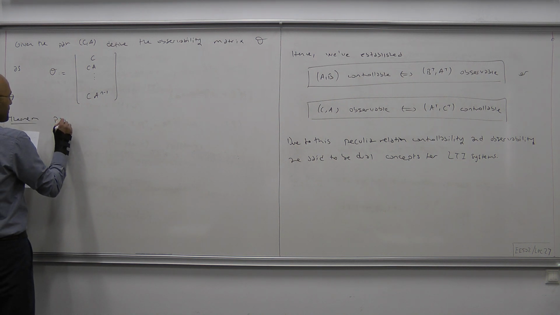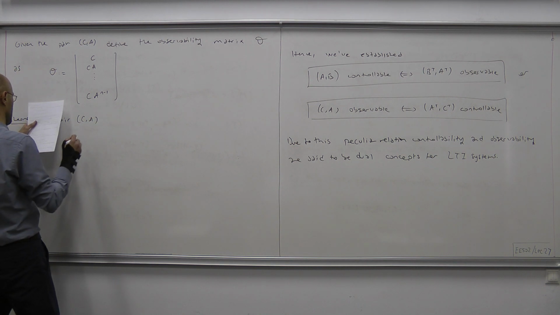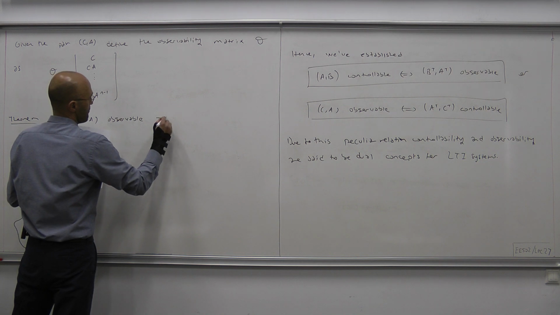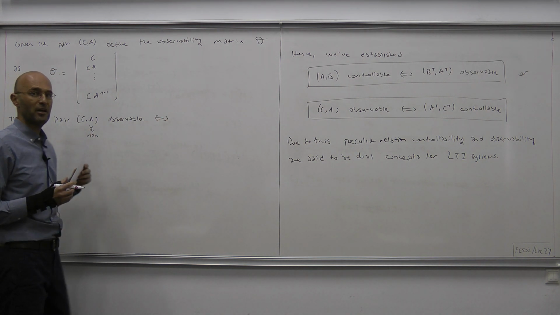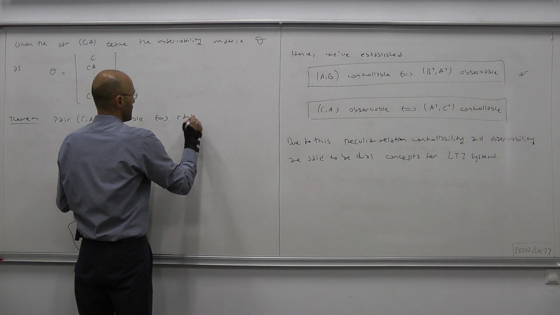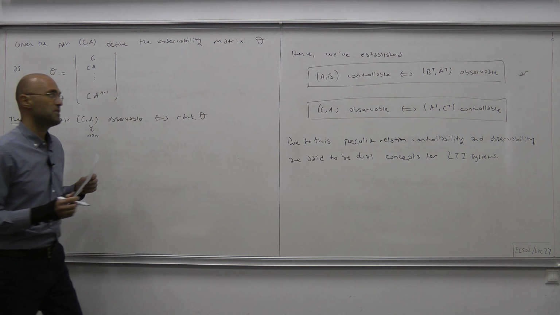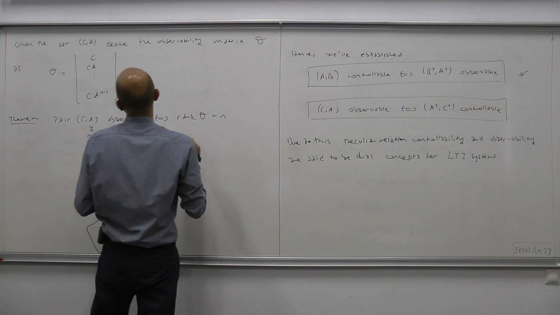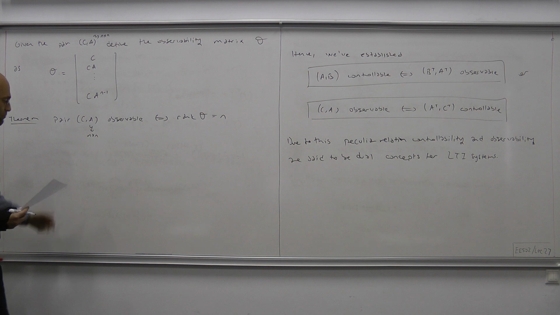Likewise, the pair (C, A) is observable if and only if, where A is an n by n matrix, the rank of the observability matrix is n. Okay, so A is an n by n matrix.